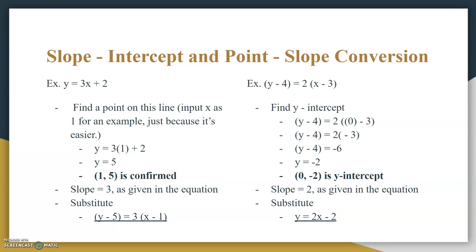The slope is 2, as given in the equation. So now we have all our pieces of information. Let's substitute. y is equal to 2x plus 2.